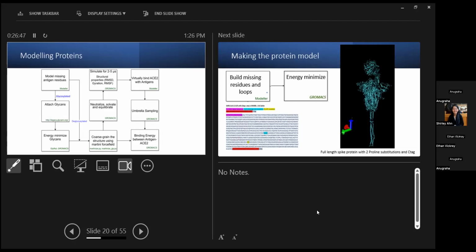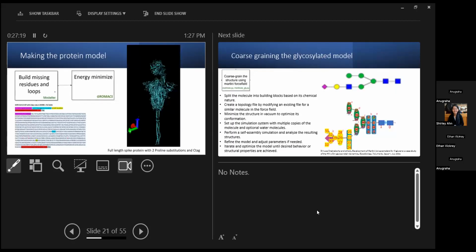For proteins, there is already a script called martinize.py. And for glycans, this is what I worked on. I have automated the process where we can write topologies for all of the glycans. Next, we neutralize, solvate, and equilibrate using GROMACS. And then structural studies. These two parts I won't be showing today, but I'll be showing pulling simulation results.